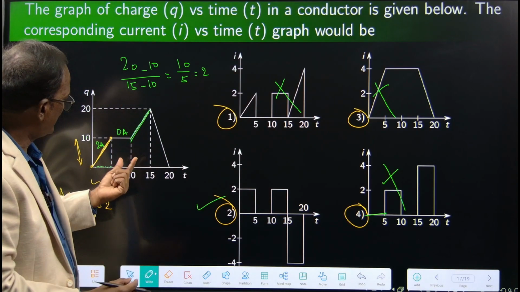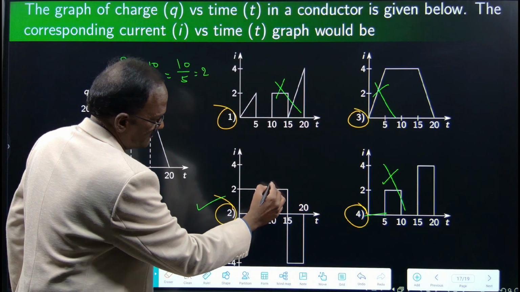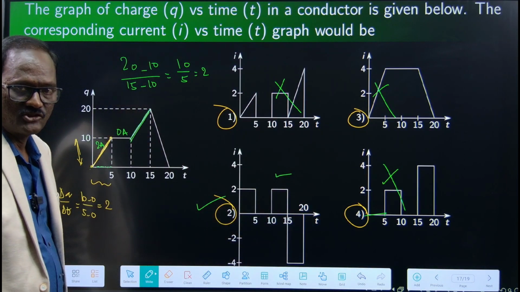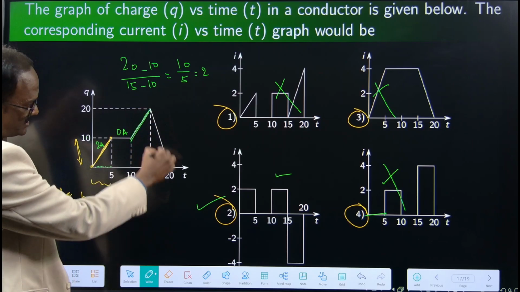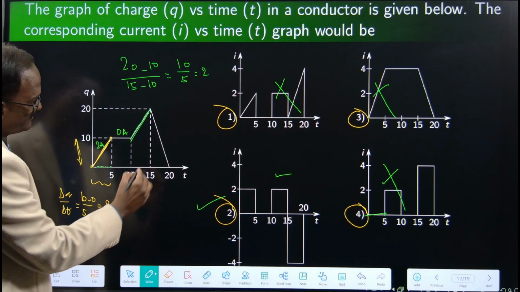Yes. Between 10 to 15, the current is 15. Yes, this is also matching. Right. For this slope also we can find.